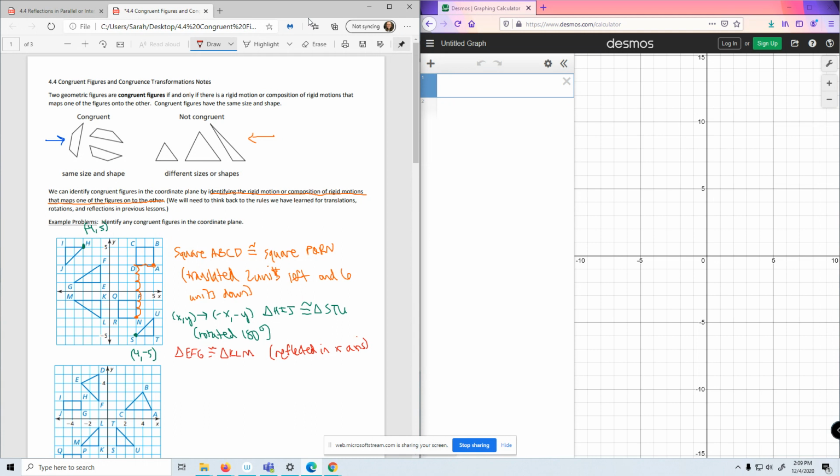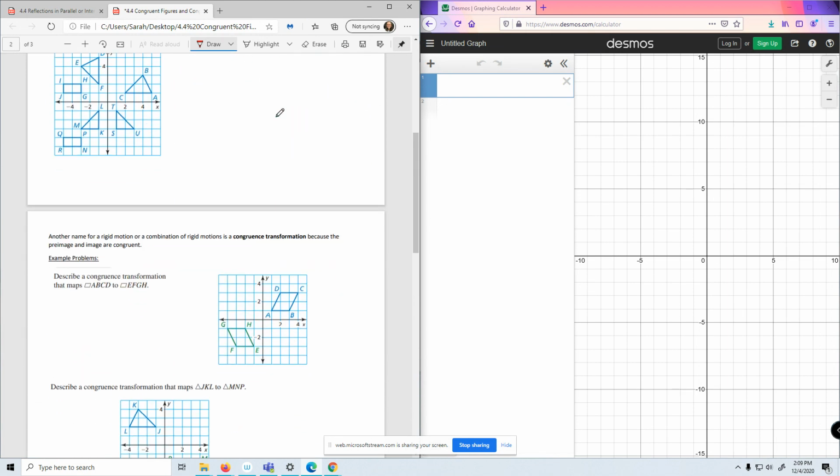You could also look at that with your coordinate rules. If you reflect in the x-axis, that means (x, y) goes to (x, negative y). If I take E, that point is negative 1, 1. K, the point that would correspond with that, is negative 1, negative 1. So we can see that's exactly what's happening there. So we had 3 sets of congruent figures in this. Let's try another one. Same idea.